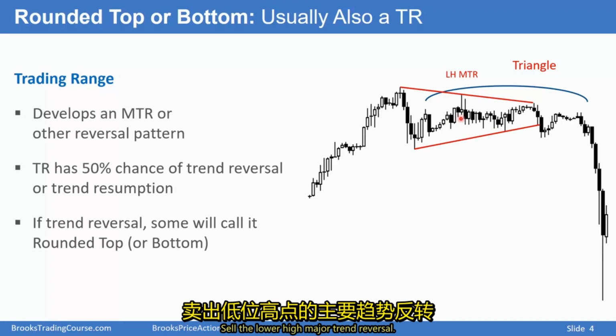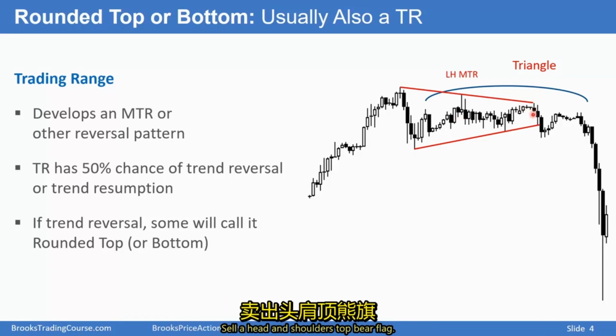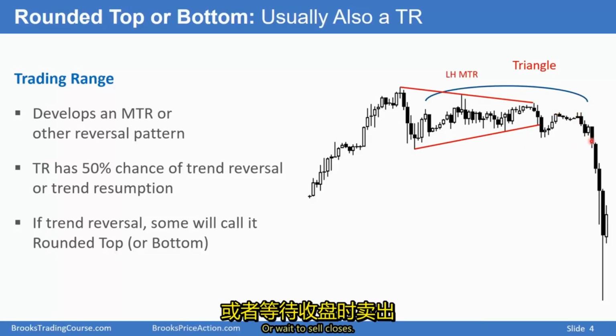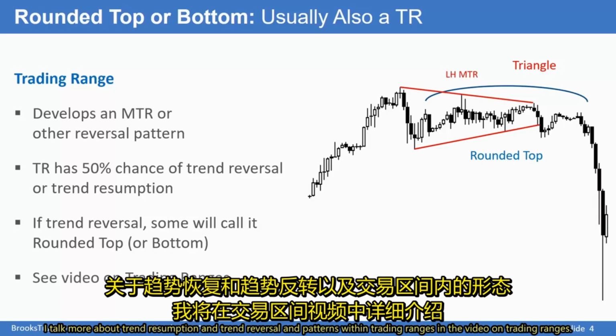Sell the lower high major trend reversal. Sell a head and shoulders top bear flag. We have a bear breakout, a pullback to a small double top. Sell here. Or wait to sell closes. I talk more about trend resumption and trend reversal and patterns within trading ranges in the video on trading ranges.